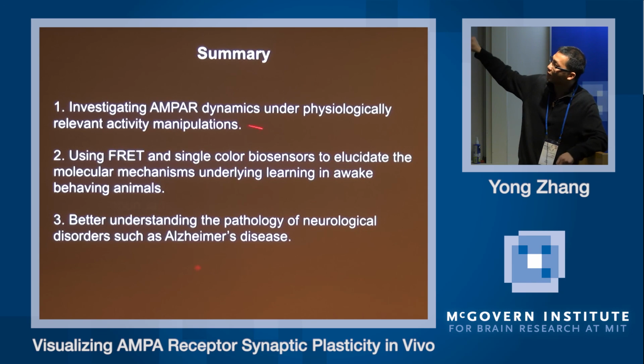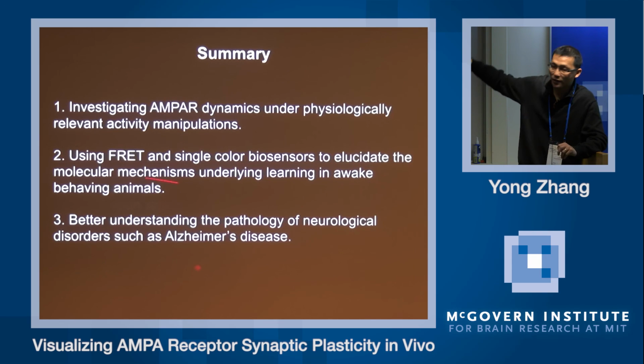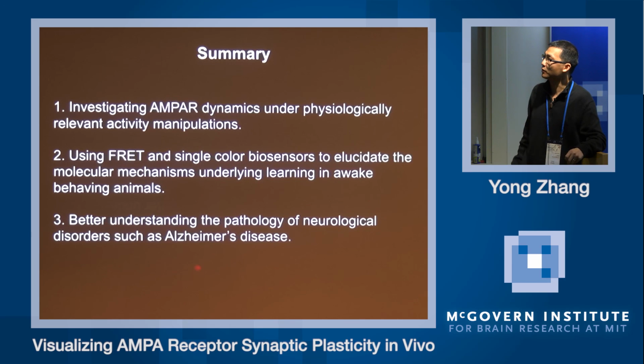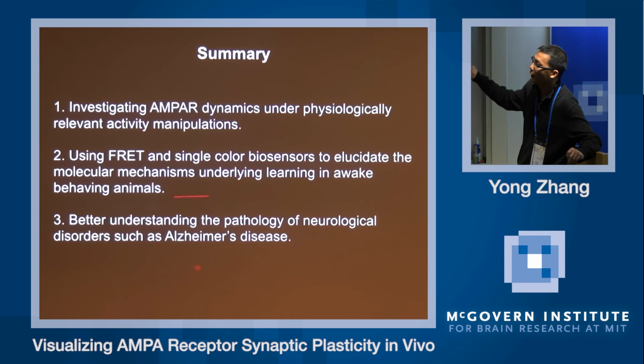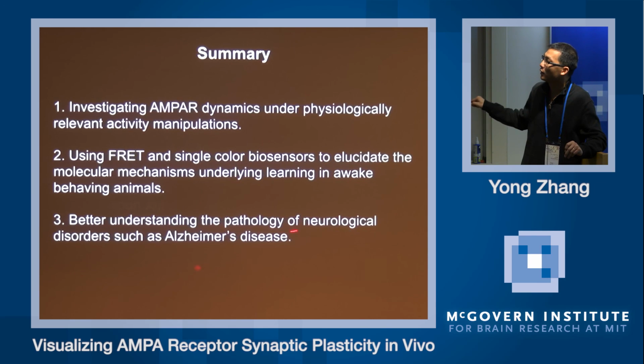In the future, we want to investigate AMPA receptor dynamics under physiological manipulation conditions, and we're in the process of doing enriched environment and also whisker trimming and such, and also to address the detailed molecular mechanism. We're going to use those FRET sensors or the single color biosensors in combination with the AMPA receptor imaging, trying to tease out the detailed molecular mechanism underlying synaptic plasticity. And also, we can use this method to better understand pathology or neurological disorders such as Alzheimer's disease.